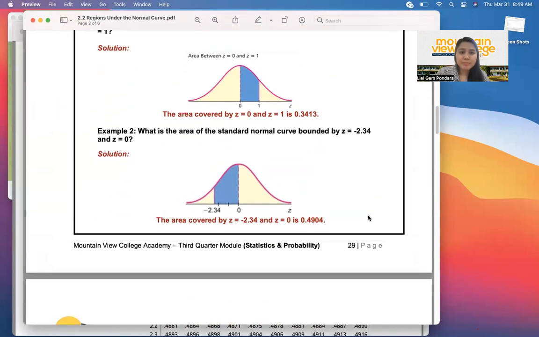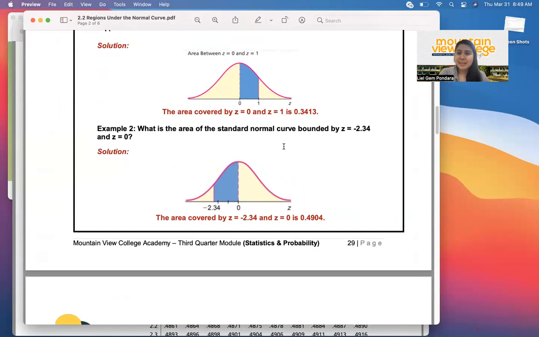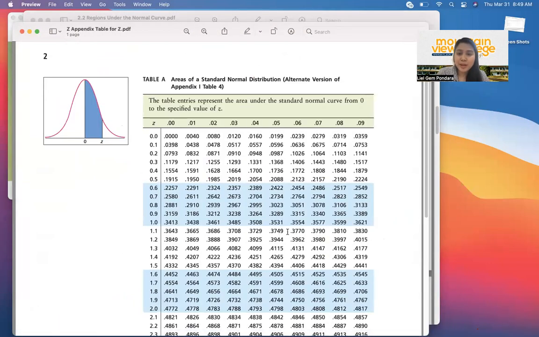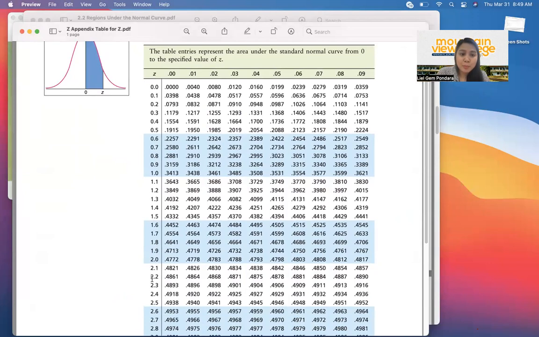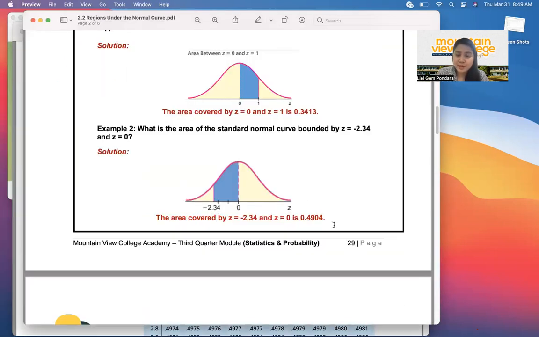The second one, what is the area of the standard normal curve bounded by negative 2.34 and 0? The reference is at 0. So what do we need to do? Get your z table right away. That's at 2.34. So 0, 1, 2, 3, 4. The answer is 0.4904. Here, the same.